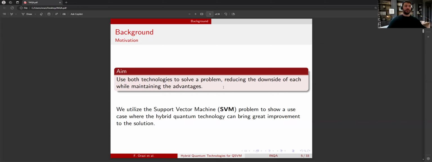The model that we chose to perform this demonstration and this experiment on is the support vector machine model. This is because it is very well known both in classical machine learning and quantum machine learning, and it is very easy to show how this collaboration between the technologies can be done.